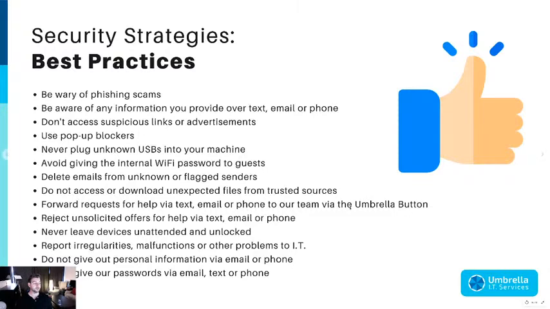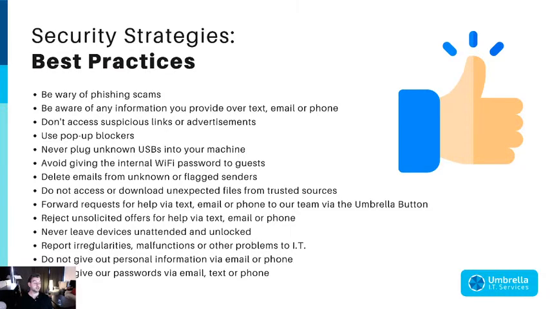For us, we use the umbrella button. Maybe you have an email, or maybe you have another way to reach out to your team, and you can do that. But most important is that if someone has sent you a request for help unsolicited, you're not going to respond to that. You're going to reject the unsolicited offers for help via text, email, or phone, and you're going to go back and just send in an email to the provider.